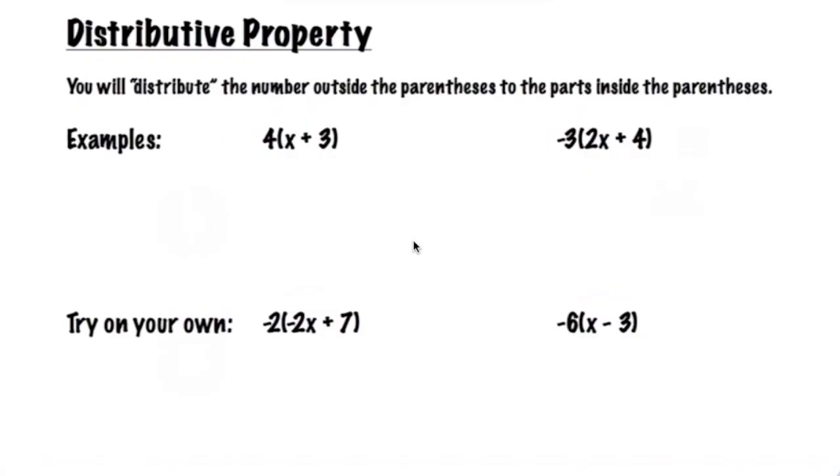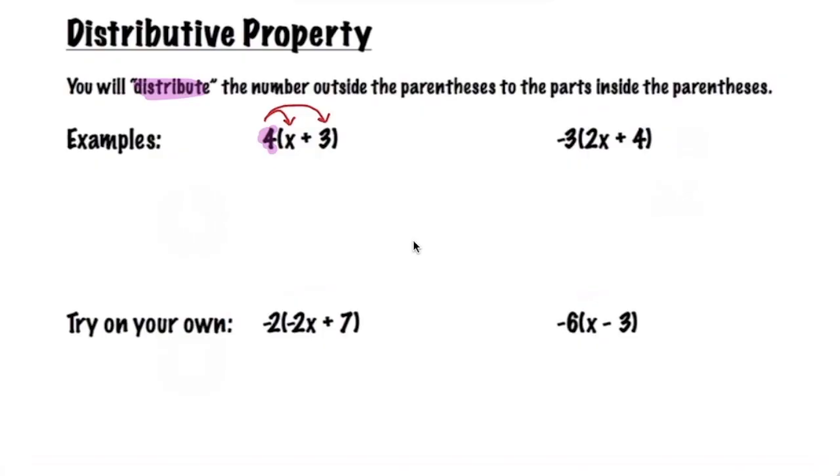The first thing we're going to look at is how we can use the distributive property. When we use the distributive property, we will distribute the number outside the parentheses to the parts that are inside the parentheses. So when we look at our first example, we're going to take this 4 that's outside of our parentheses and distribute that to the parts that are inside. So we're going to distribute it to the x and to the 3.